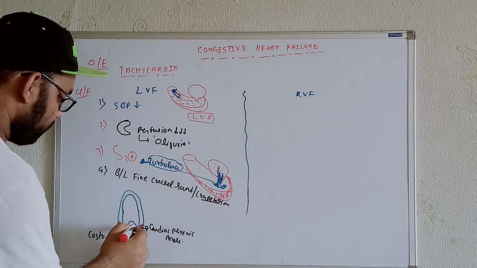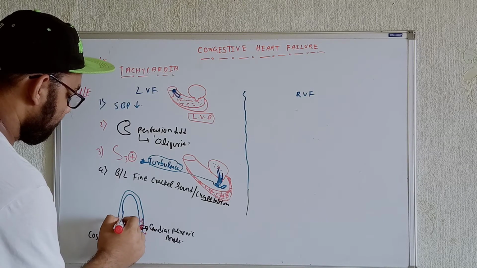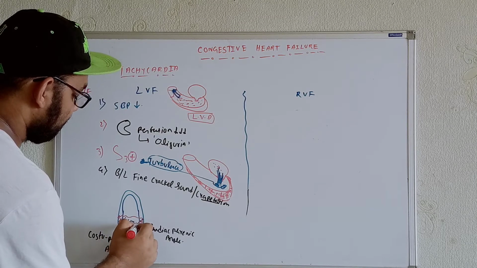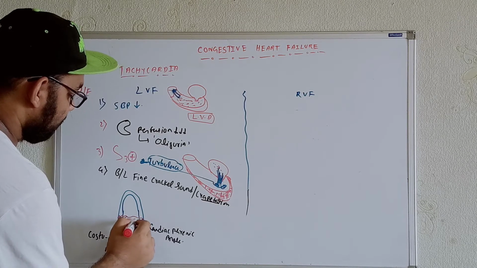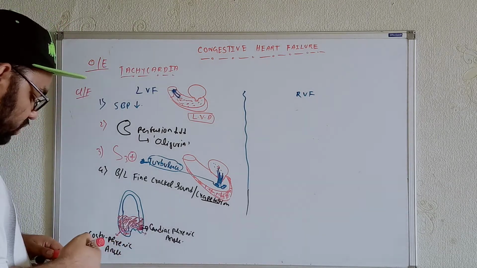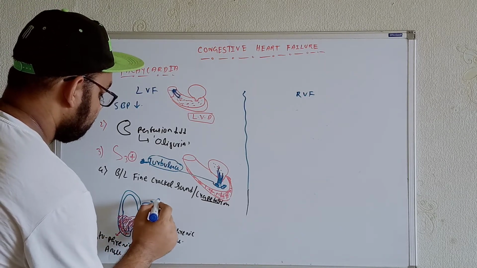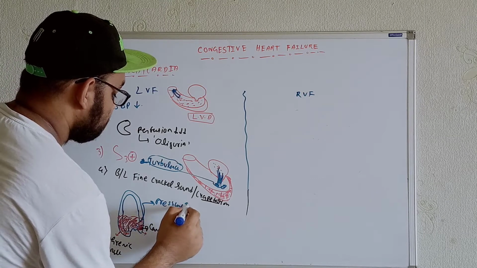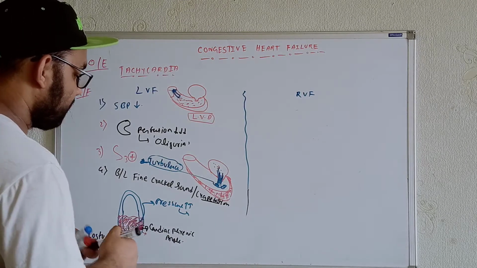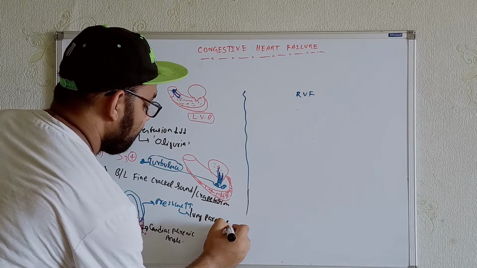After that, we can see pleural effusion over here. For example, the blood is getting accumulated in these regions. Now see, whenever blood is accumulated in these regions, the pressure within these regions will be more, and whenever the pressure is much more, it will be applied on the lung parenchyma.